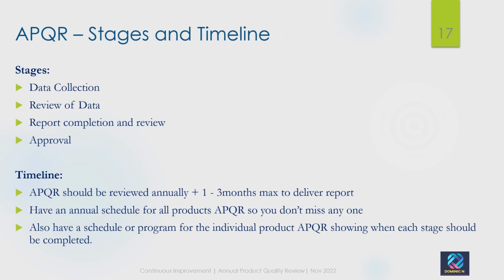So there are 3 stages, basically: data collection and review, report completion and review, and the approval. I would say write your APQR in 1 month, but based on the different standards, you have 60 days for some standards and 90 days for others. So you have between 1 to 3 months to deliver your report. You should have an annual schedule, and also a schedule or program for the individual product APQR, showing when each stage should be done.